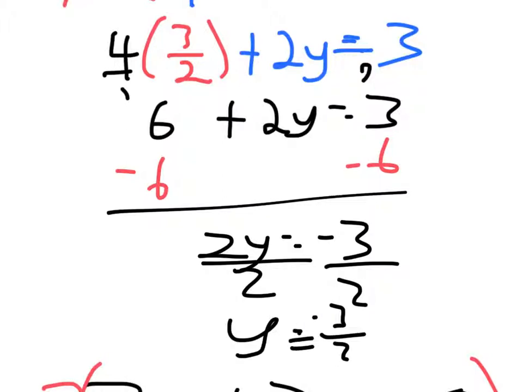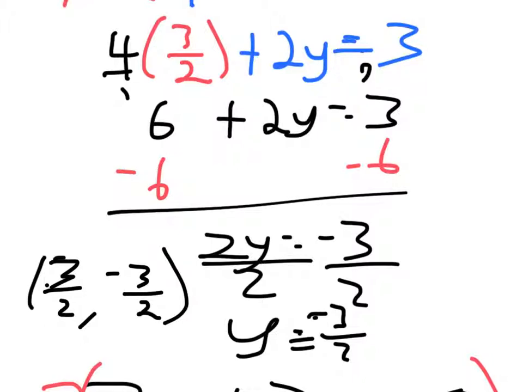Okay? So we have our final answer. They cross at 3/2 for x, negative 3/2 for y. You plug x is 3/2 into the top, y equals negative 3/2 into the top, and you get a true statement. Plug both those numbers into the bottom, you get a true statement. So this is our solution.